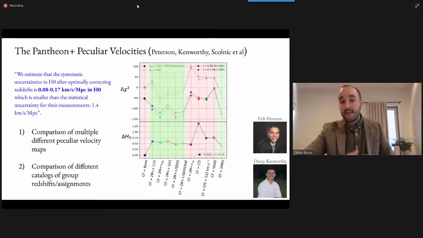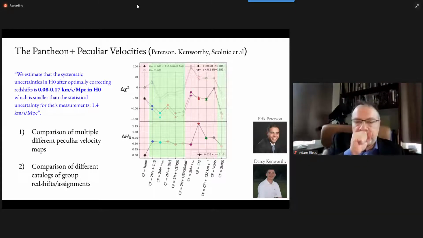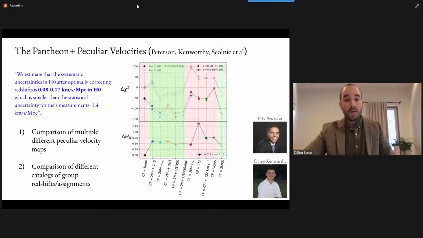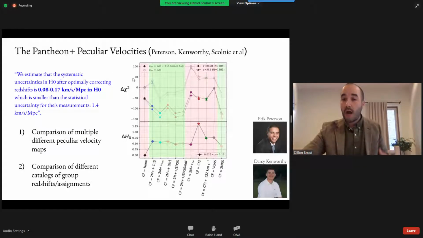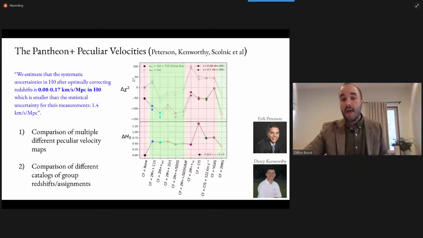But when they examine a number of different peculiar velocity models and they examine the assignment of groups and of redshifts based on clusters, they come up with an optimal combination of peculiar velocity maps and group assignments to apply to the data set, and ultimately examine the different models and find that it adds no more than 0.17 kilometers per second per megaparsec to the uncertainty.